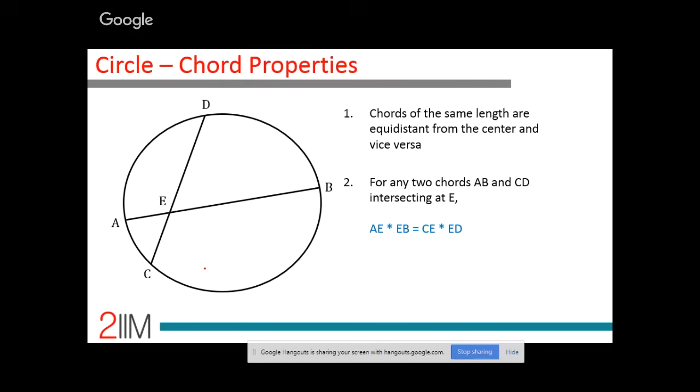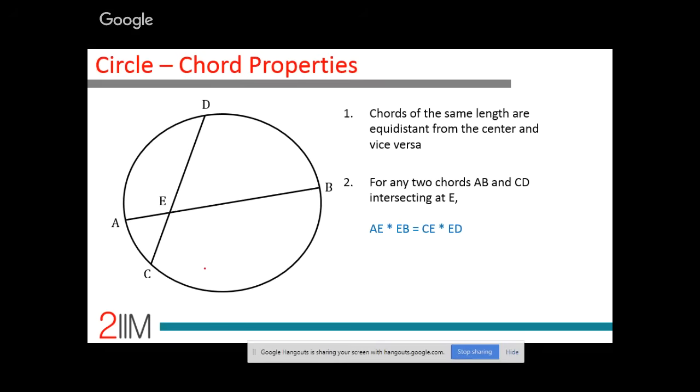One chord property: the products of the segments of 2 intersecting chords are equal, that is, the rectangles formed are equal. And what goes in this? If you have 2 chords AB and CD intersecting at E, AE into EB equals CE into ED. AE into EB equals CE into ED.